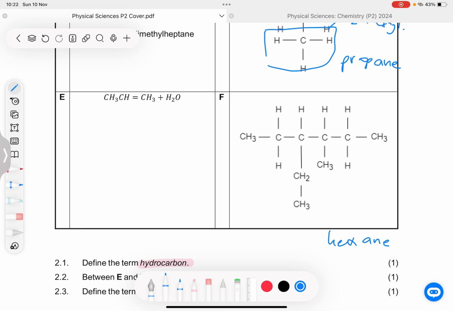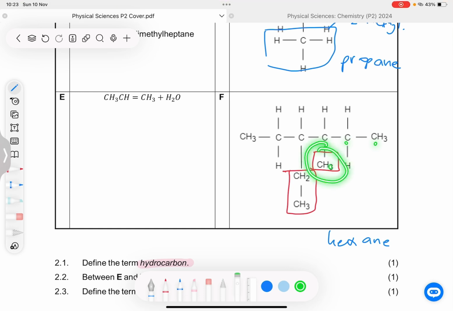Now at this stage I'll look at my numbering of the longest chain. We're going to put numbers on the longest chain. Are we numbering from this side, from left to right, or are we numbering from the other side? In order to know that, we always start numbering from the side that is closest to the branched chain or closest to the functional group. We can see here that our branch chains are actually here and here. So if I count from this side, I say 1, 2, 3, the branch chain is on carbon 3.